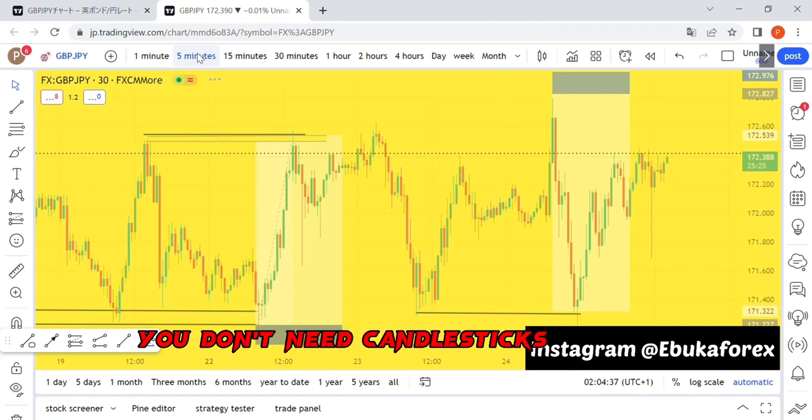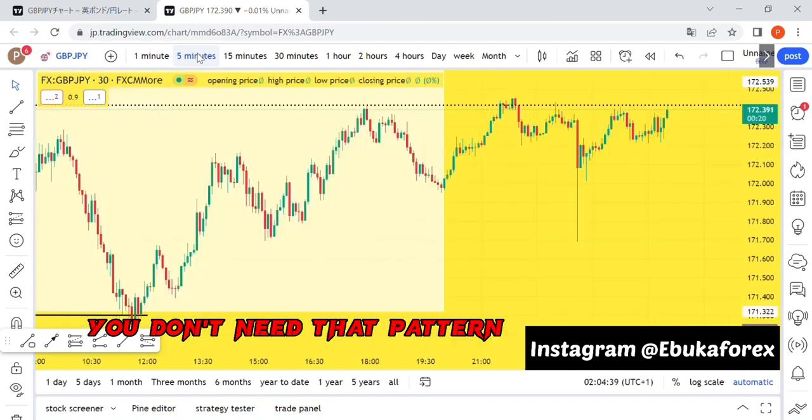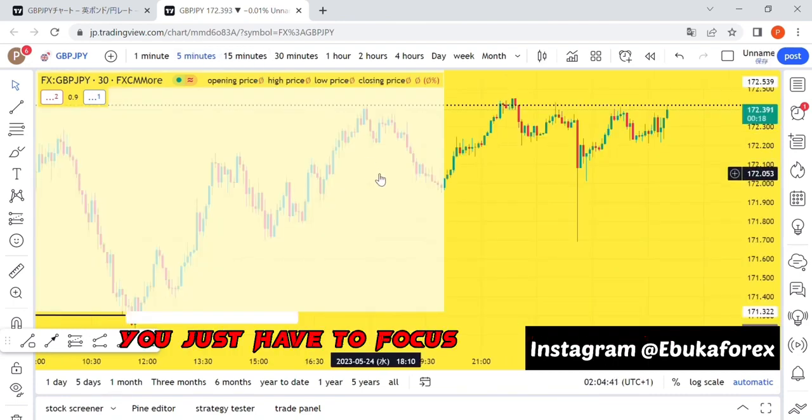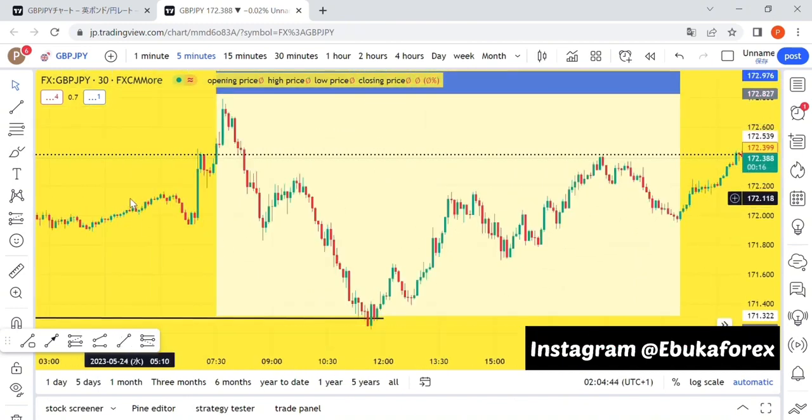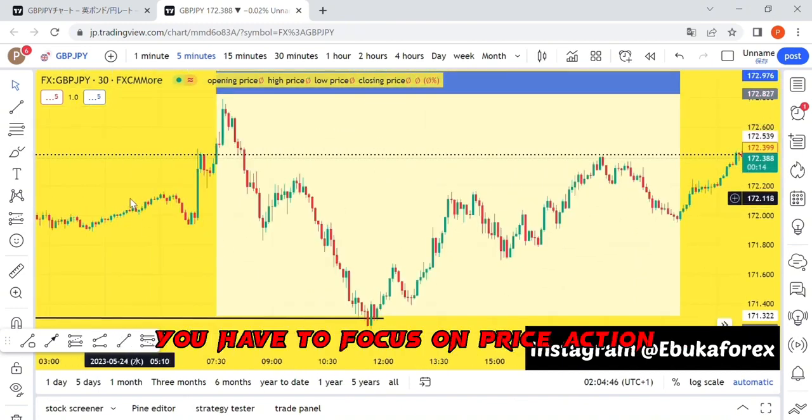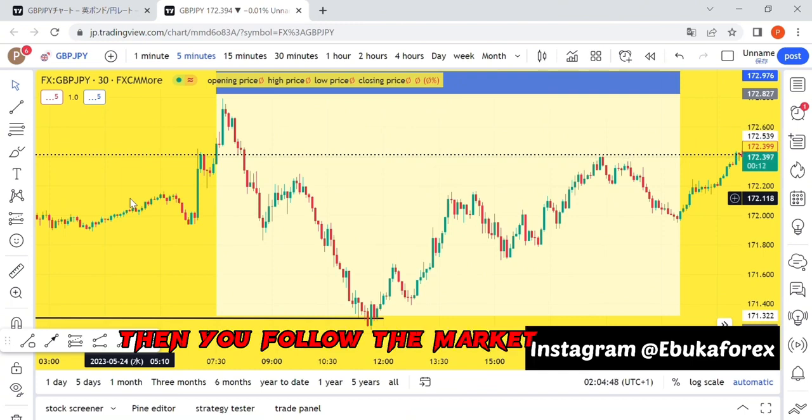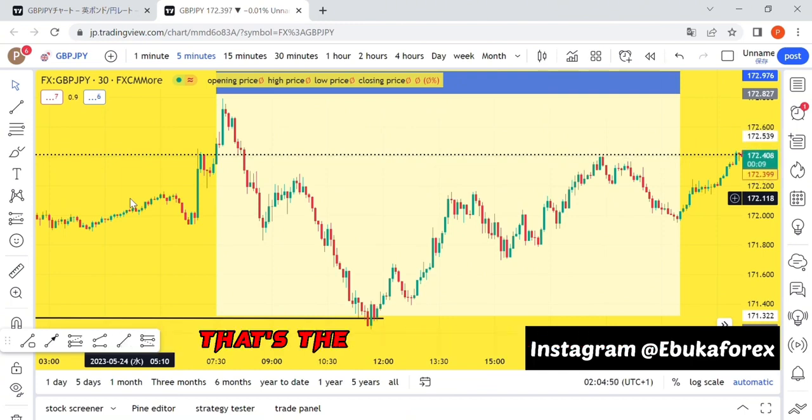You don't need candlestick patterns. You don't need chart patterns and all those things. You just have to focus on price action. You understand? You have to focus on price action. Then you follow the market structure. That's the best way for you to be able to move when price is moving. You don't just force price to move. You move with price. That is price action for you.